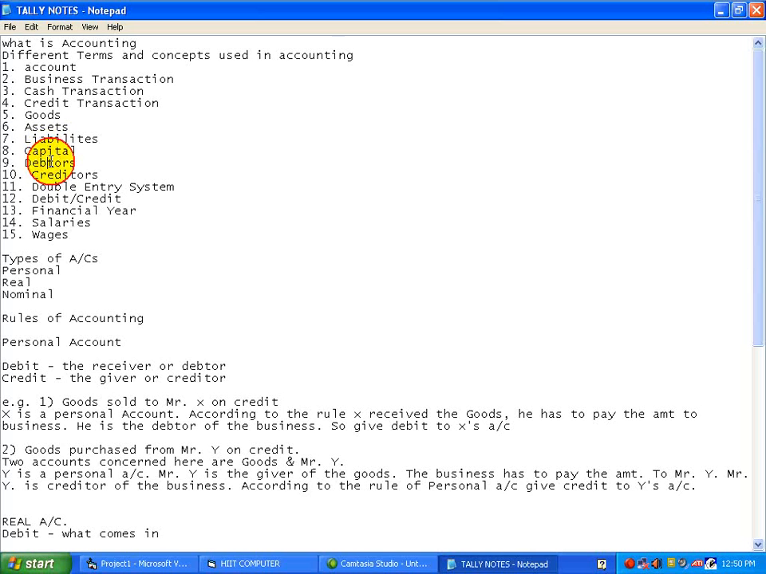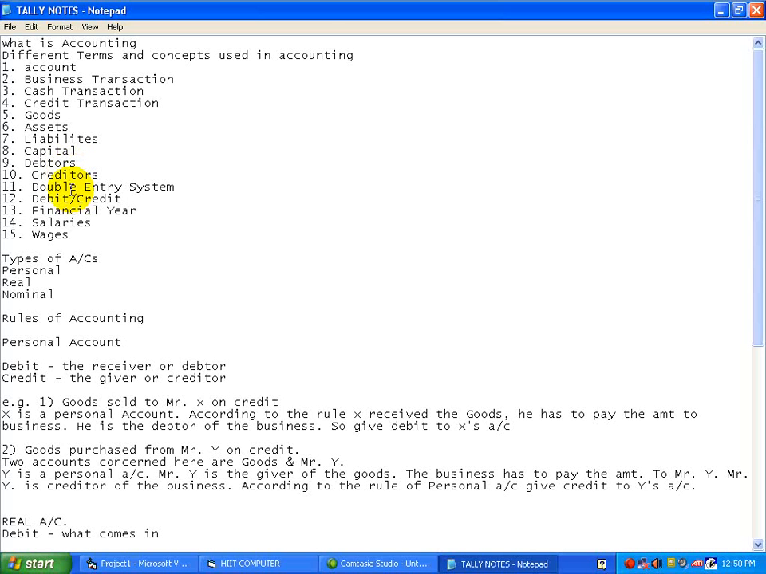The next term, debtors. A debtor is a person who owes money to the business, a person from whom the amount is due to the business. Next is creditors. A creditor is a person to whom money is owed, a person to whom amount is to be paid from business.